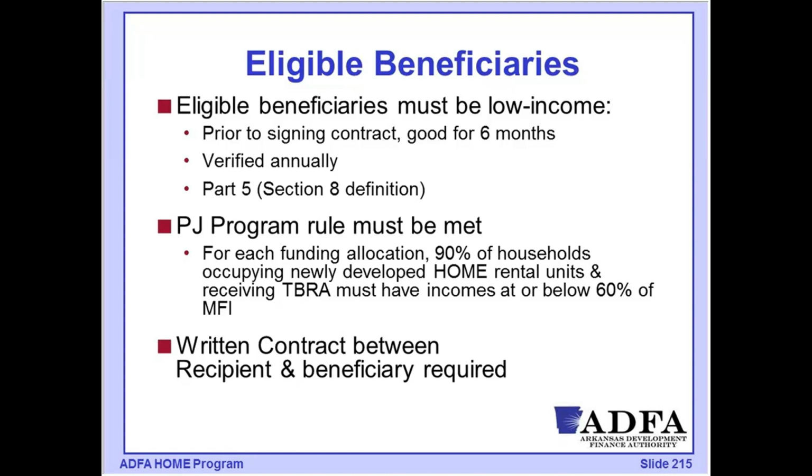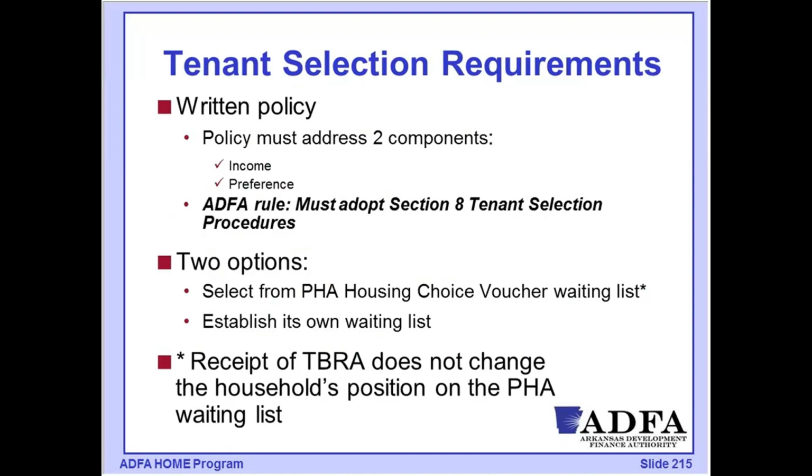There would need to be a written contract in place between the recipient of the ADFA funds who's running that program and then each of those beneficiary households that are receiving that assistance. You would have to have tenant selection requirements in place. ADFA is requiring that you adopt the Section 8 tenant selection procedures, and that lays out your income requirements, it lays out the preferences and how you would decide who's eligible to be able to receive assistance.